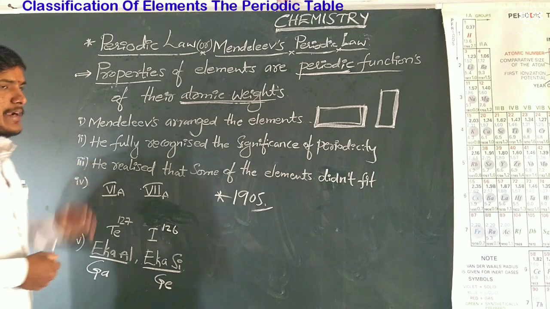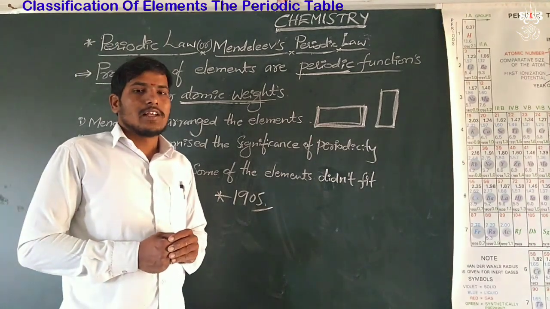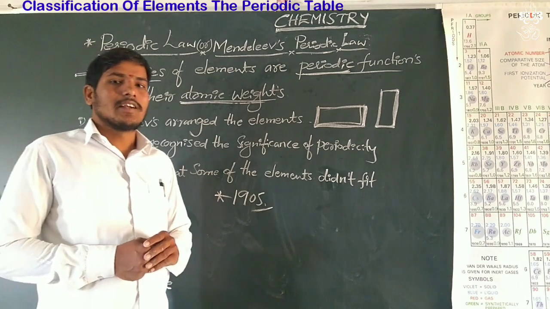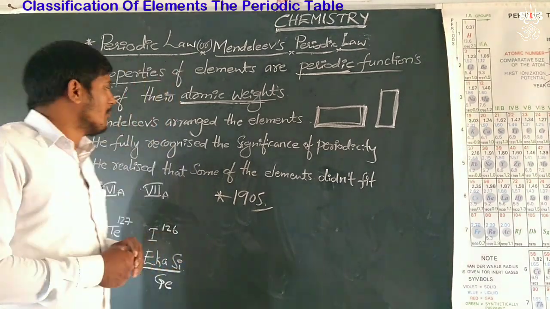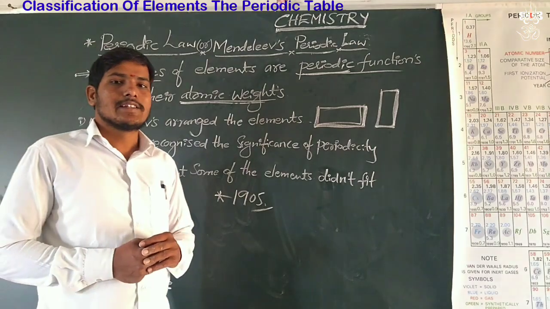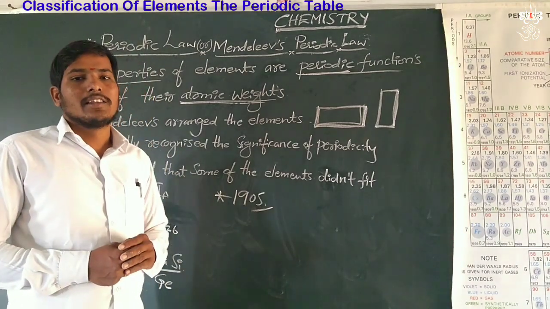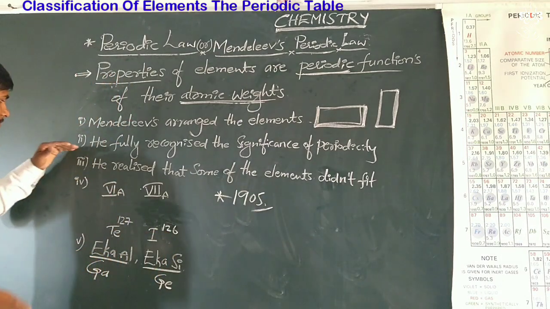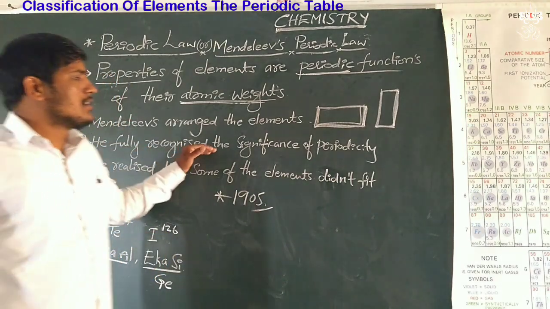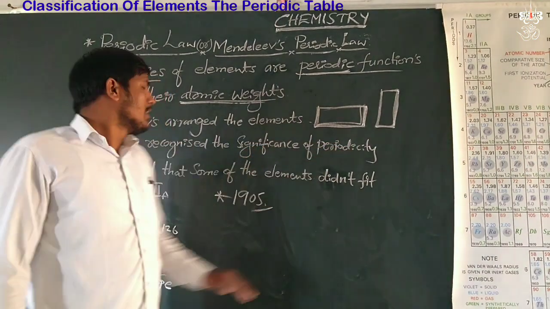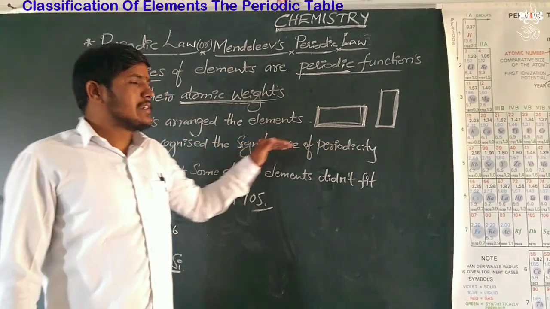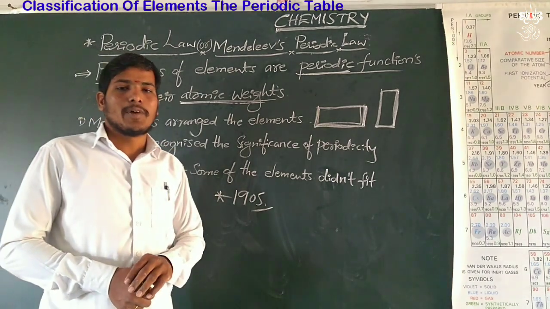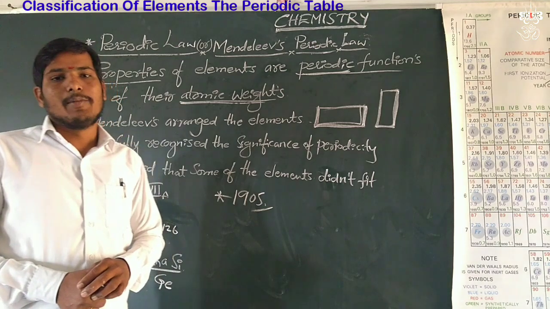Another point is, Mendeleev's scheme of classification is more elaborate than that of Lothar Meyer's. Next point, he fully recognized the significance of periodicity and used physical and chemical properties to classify the elements.